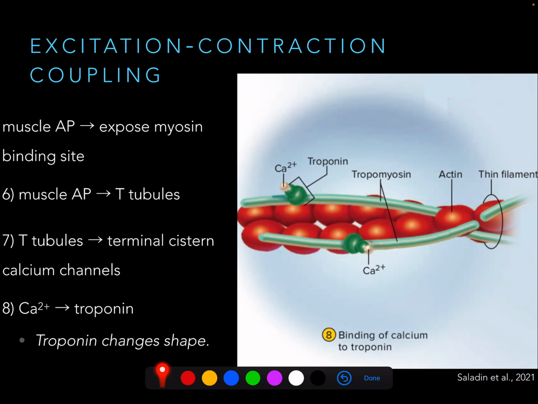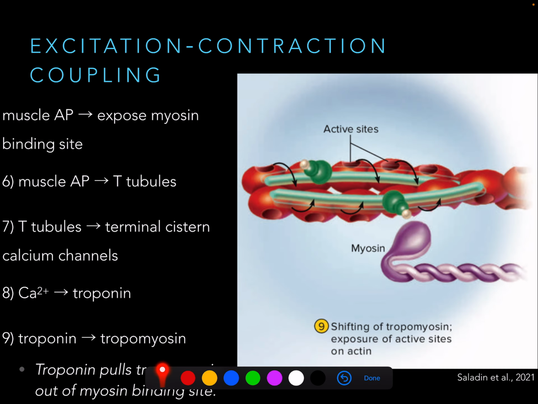Calcium binds to a protein called troponin on the thin filaments. When troponin binds calcium, it changes shape and pulls a second protein, tropomyosin, out of the way, exposing the myosin binding sites on actin. And there's my excitation-contraction coupling. I go from an action potential in the muscle to exposure of those myosin binding sites on the thin filaments.